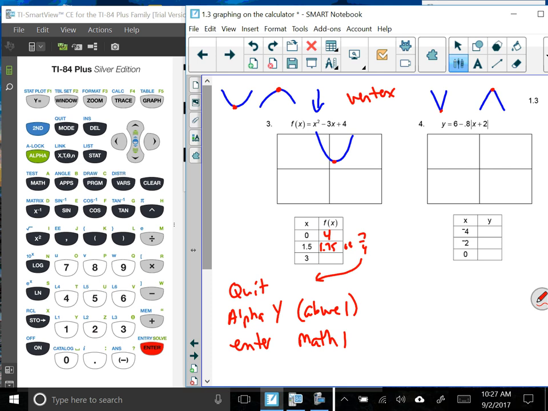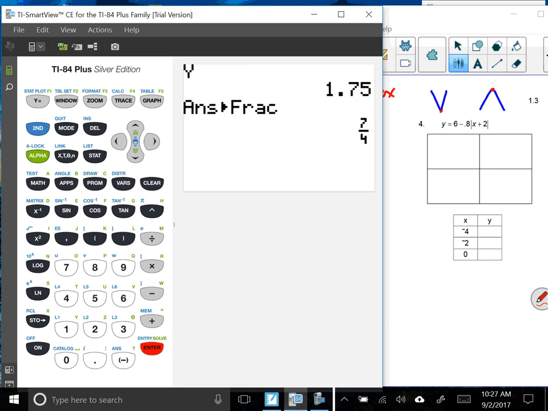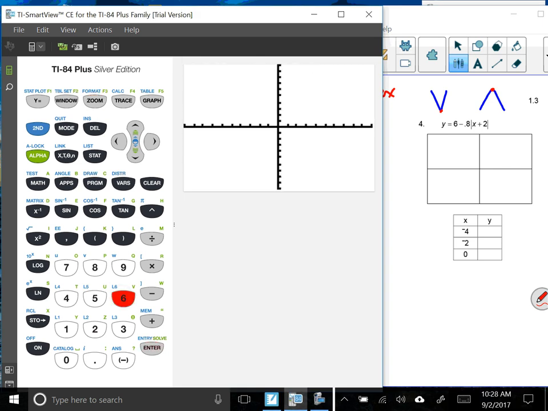Now, because I've hit some different buttons, if I go back to the graph, zoom 6 again, and I just type in a number, it's not going to trace for me because I have gone away from that.